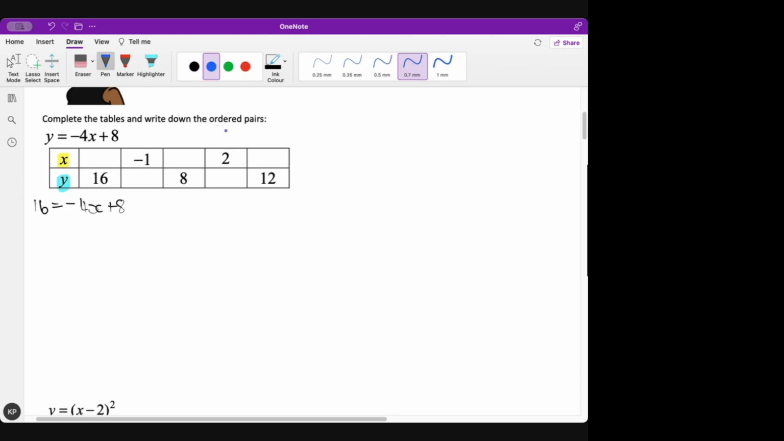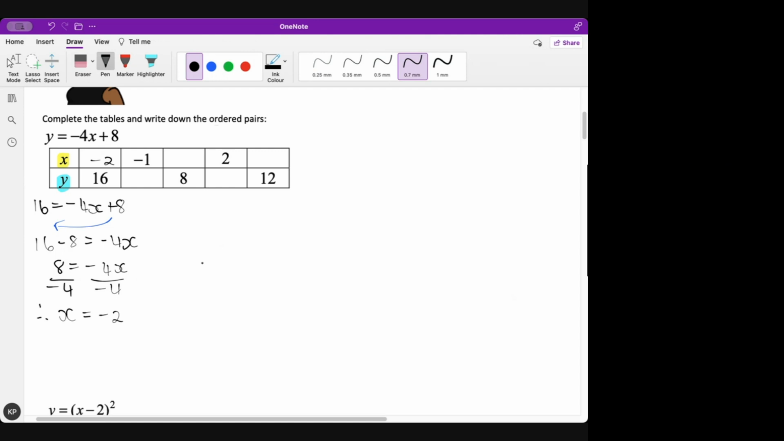I want to get rid of everyone that's around my x. What do I start with first? Who do I get rid of first on the right-hand side? Negative 8. Great. So it goes over to the other side and it becomes 16 minus 8 is negative 4x. 16 minus 8, that would be 8 is negative 4x. Divide by negative 4 on both sides. So x is equal to negative 2. Lovely. Off to a fast start.